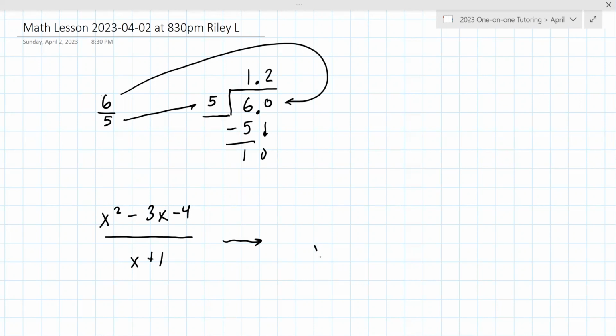So you start by putting this x plus 1 on the outside, and then the x squared minus 3x minus 4 on the inside. Is that okay? It's just like the numerical example. Yeah. Okay. Now this is where it gets more difficult. It's not as straightforward.